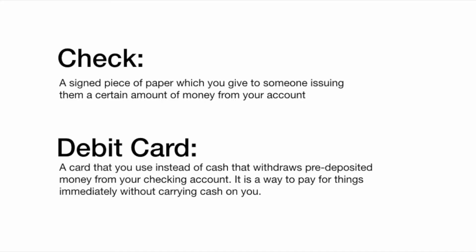A check is a signed piece of paper which you give to someone, issuing them a certain amount of money from your account. A debit card is a card that you use instead of cash. It withdraws pre-deposited money from your checking account. It is a way to pay for things immediately without carrying cash on you.